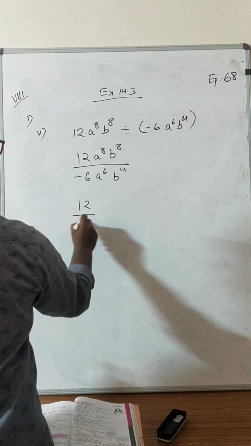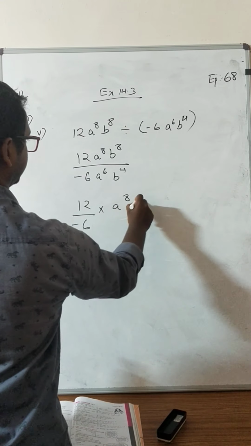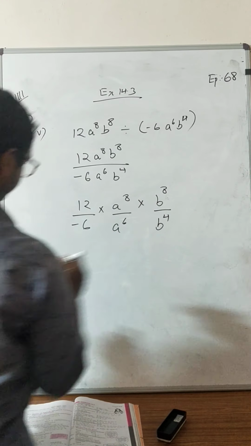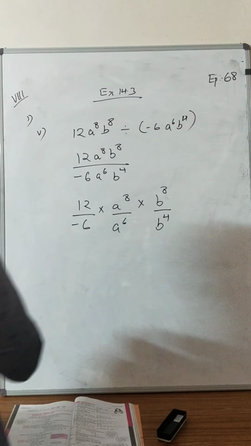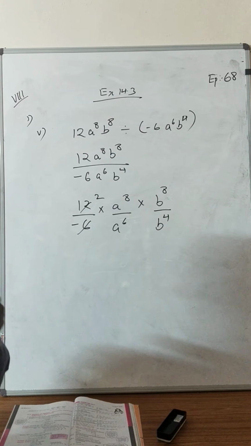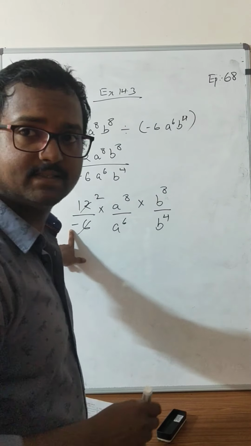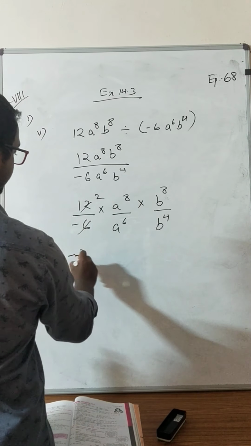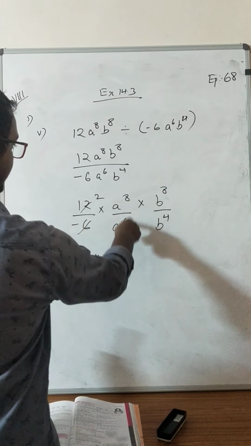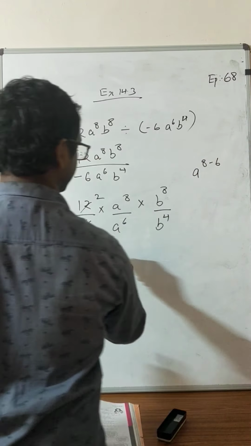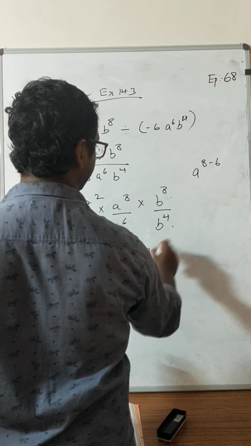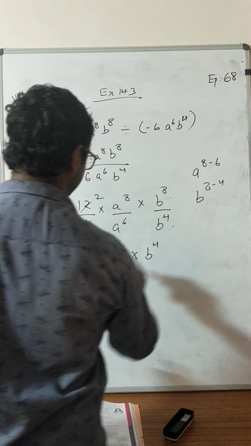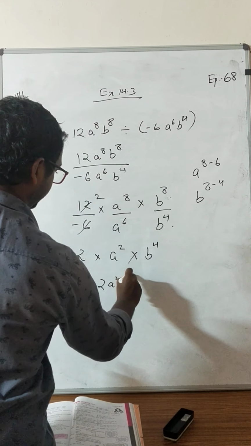Next is below number, put the number. a power 8 into b power 8. Below a power 8 put a power 6 and below b power 8 put b power 4. Now see, this number we can cancel. Okay, but don't forget this minus. Whenever minus is in the denominator, it will always go in the numerator. So this minus will move here. Okay, so we will have minus 2 into here. If you apply the identity, we will have a 8 minus 6, which is a power 2. Here if we apply the identity, we will have b 8 minus 4, which is b power 4. So the final answer is minus 2 a power 2 and b power 4.